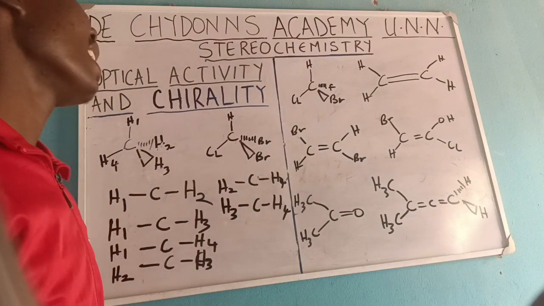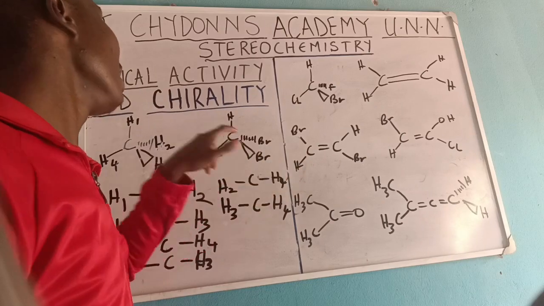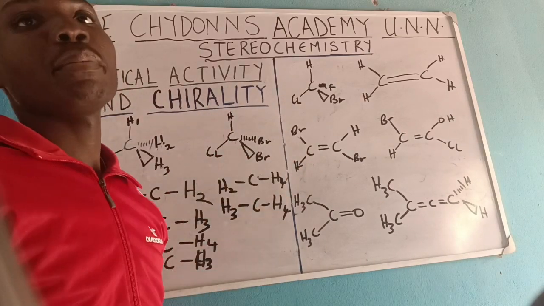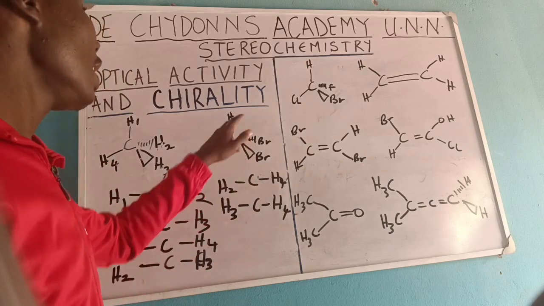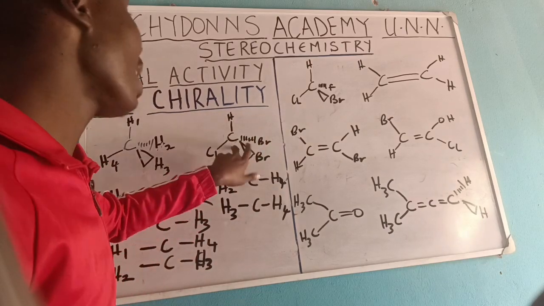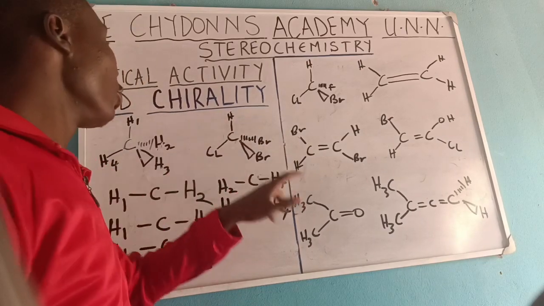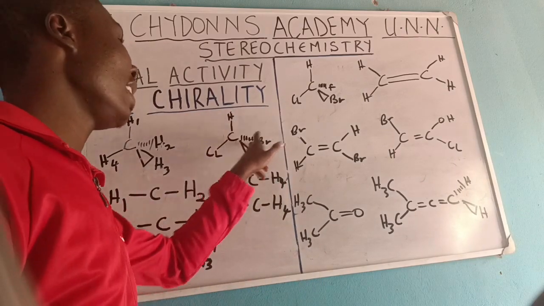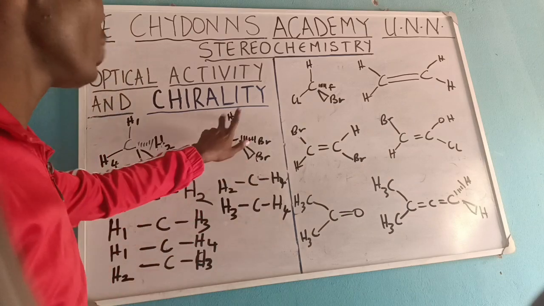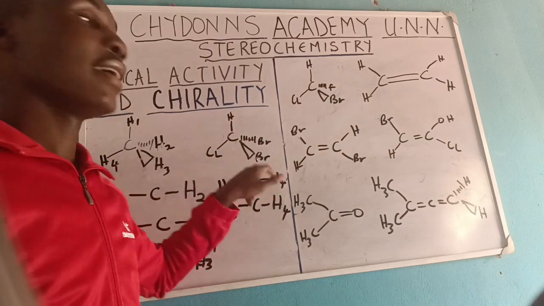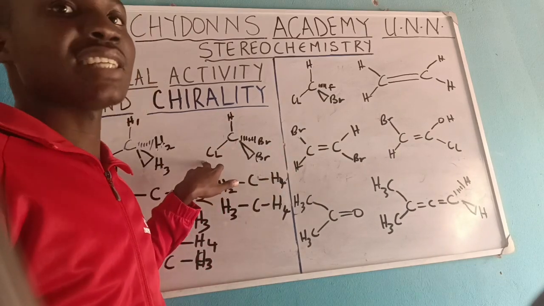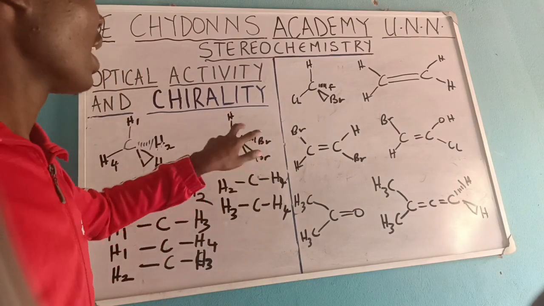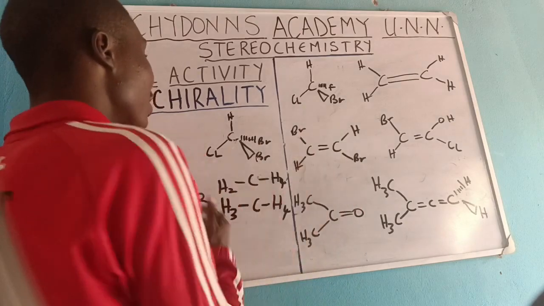This carbon has bromine, chlorine, and hydrogen. And the question you ask yourself is, does it have a plane of symmetry? Now let us see that. If you cut through hydrogen, carbon, and bromine, you have bromine and chlorine left. These two are not mirror images, so this is not a plane of symmetry. If you go through hydrogen, carbon, and bromine, and bromine and chlorine are not the same thing, so this is not a plane of symmetry. But if you go through hydrogen, carbon, and chlorine, you are cutting through this way.